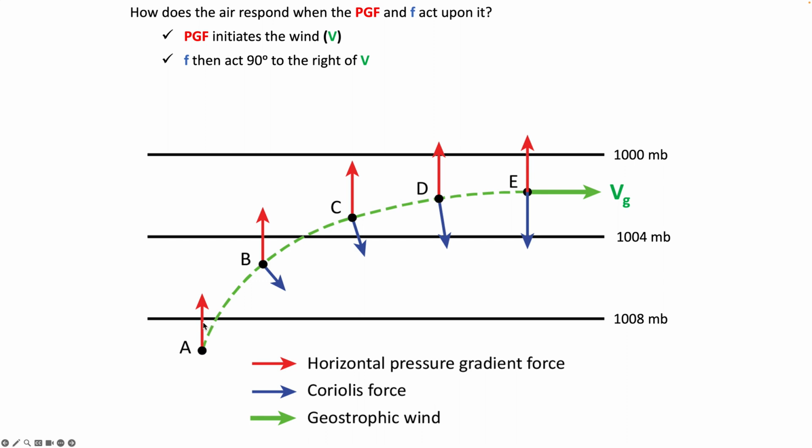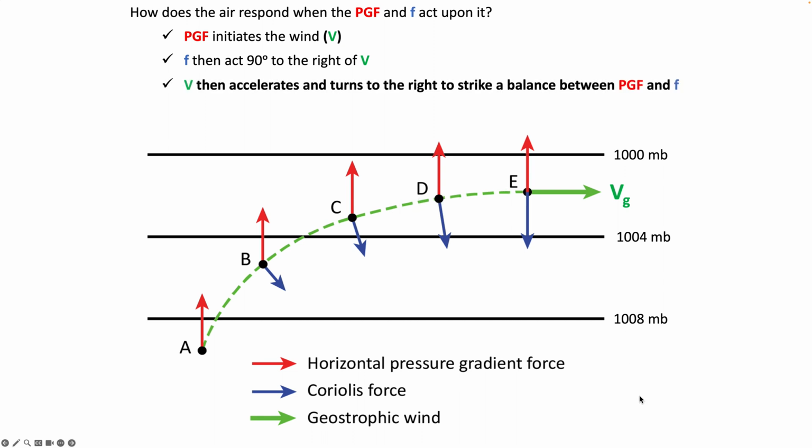Now I want to note here that the magnitude and direction of the pressure gradient force vector is not in any way influenced by the wind. The pressure gradient force vector simply is a measure of the rate at which pressure is changing over distance, and because the rate is uniform and it's always south to north, the pressure gradient force magnitude doesn't change and its direction doesn't change. So it's the Coriolis force that adjusts, and it keeps adjusting until we achieve this balance. And so the wind accelerates and it turns to the right to strike a balance between the pressure gradient and Coriolis forces, which is what we achieve here at point E.